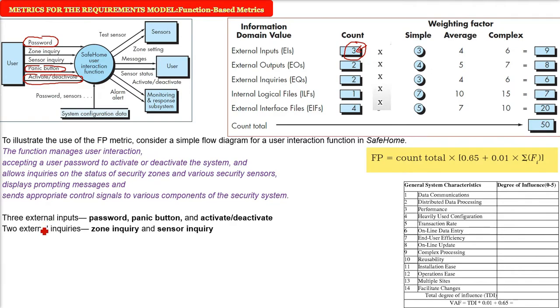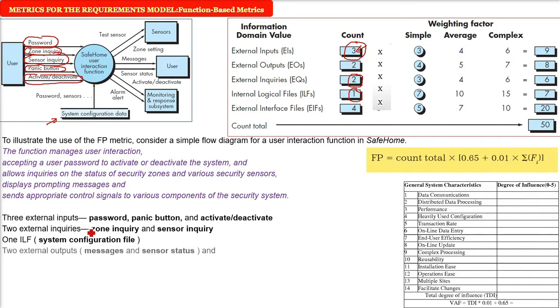Now we have 2 external inquiries. What are these? The zone inquiry, which area we are talking about, and the sensor inquiry, which sensor we are talking about. These are 2 external inquiries. So we are going to give the number 2. Then ILF. How many ILFs are there? System configuration file. So we have 1 ILF. So let us give ILF as 1.